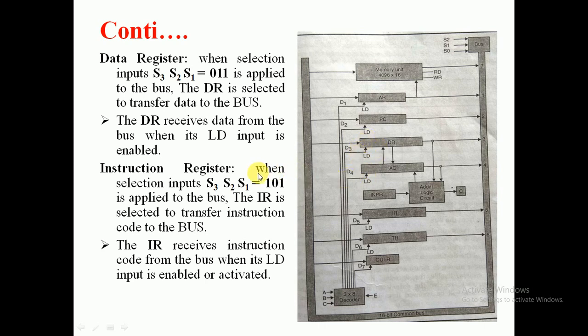And then the instruction register is selected when this condition is 101. When the control signal on the selection lines is 101, then it selects the instruction register and places the instruction code onto the bus. Similarly, it receives the instruction code from the common bus when this load input is activated or enabled.